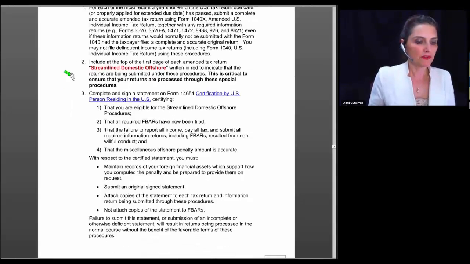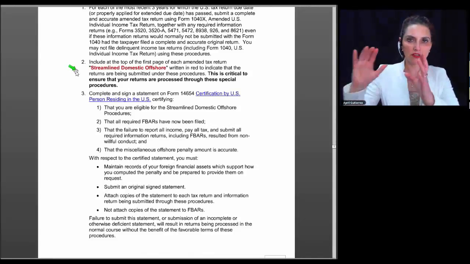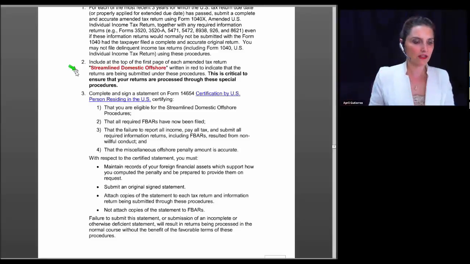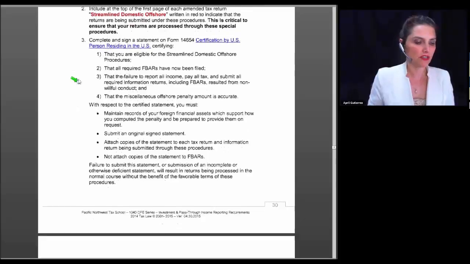Include at the top of the first page of each amended return, in red writing, "Streamlined Domestic Offshore." So it's written in bold on the top of the 1040X for each year you are filing, in red ink, "Streamlined Domestic Offshore." This is critical to ensure that your returns are processed through these special procedures.